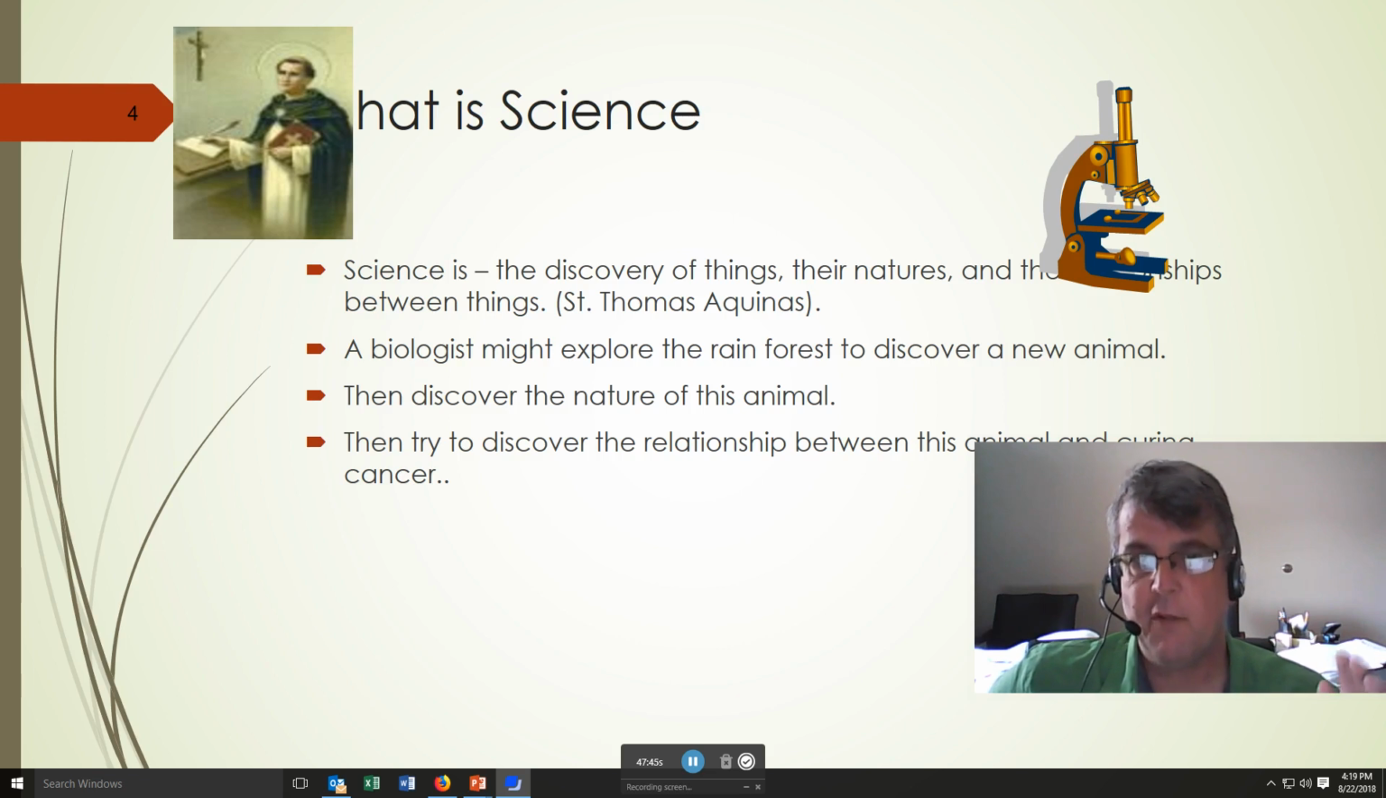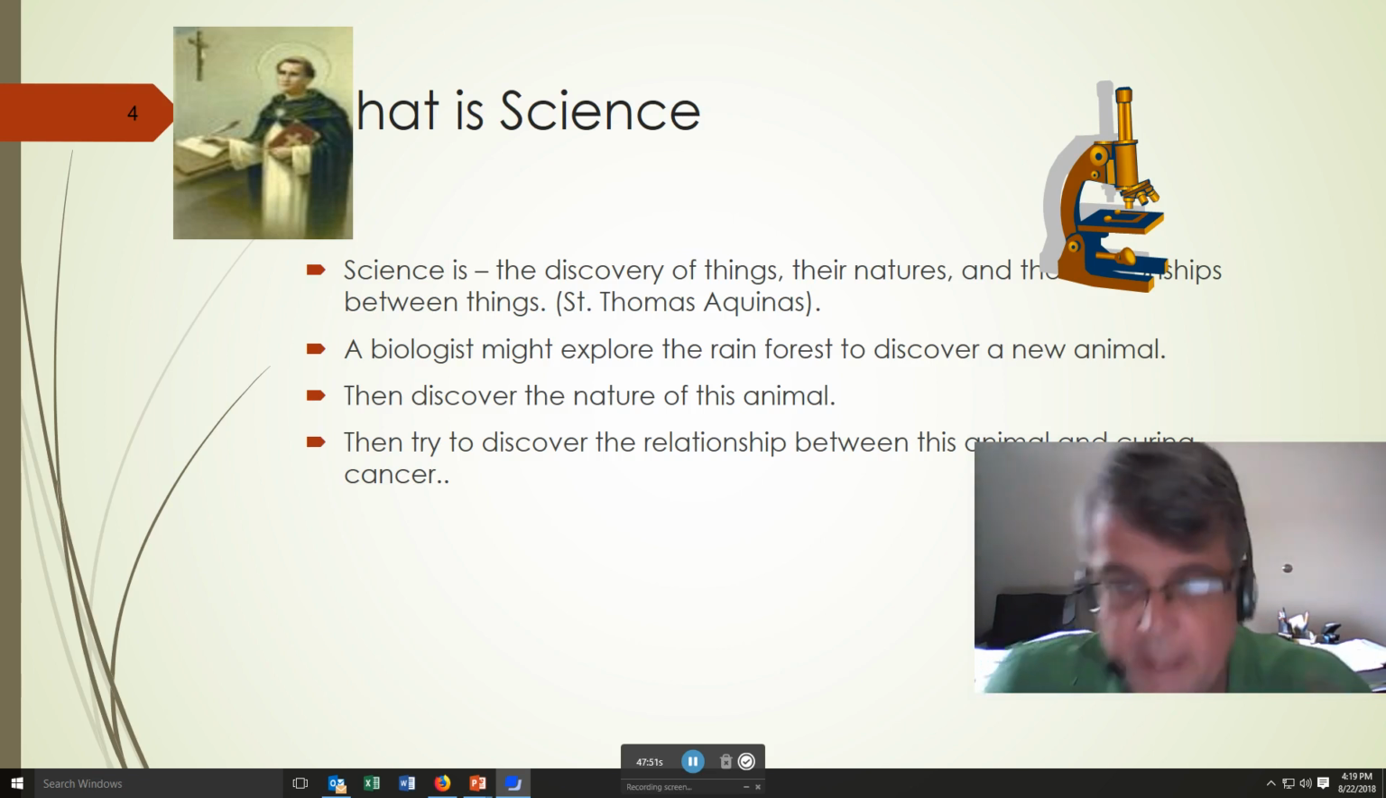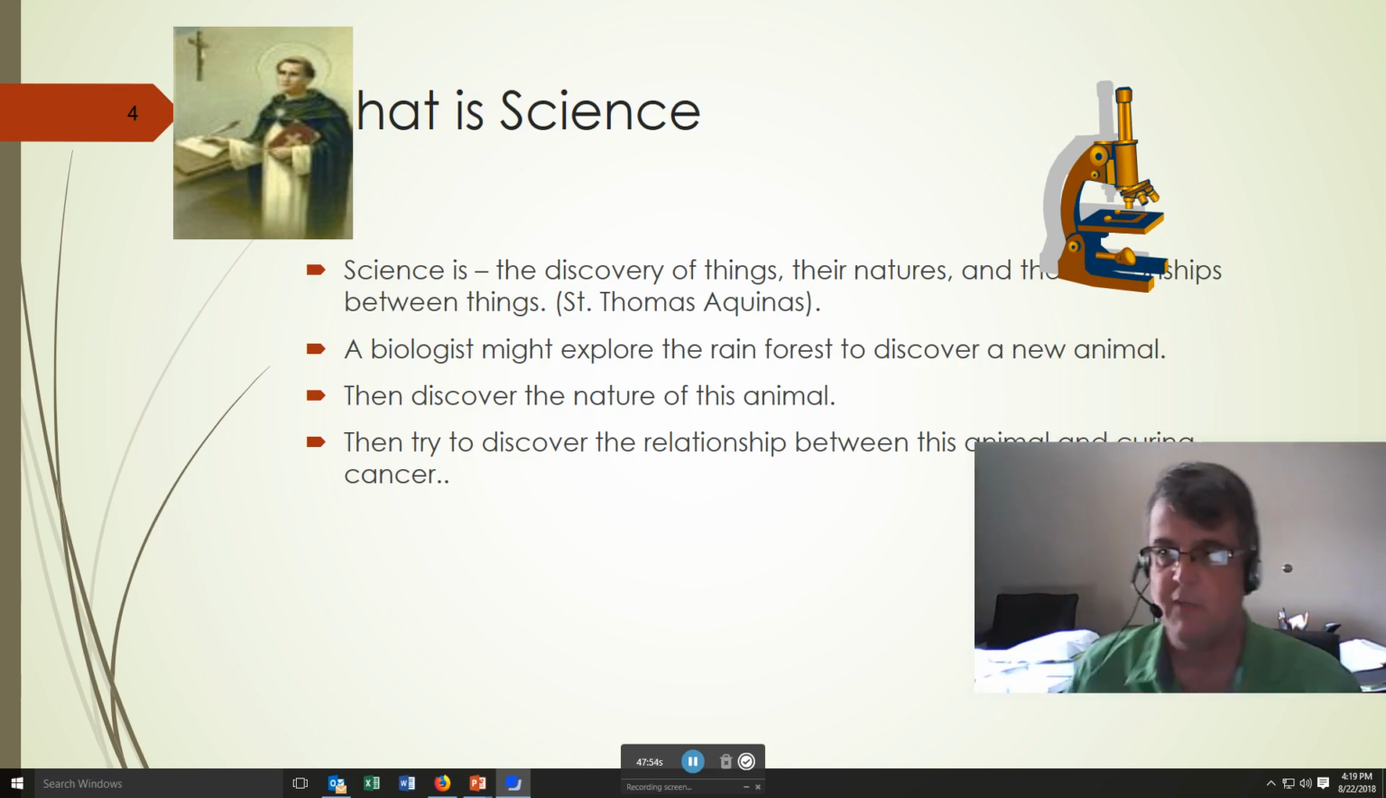Then we discover the relationship between those things and other things. So maybe we go back out in the rainforest, find 1,000 of these sloths, and we never find one with cancer. Every other animal we found cancer in them. Here we can't find one with cancer. Then we might want to study the relationship between that sloth and cancer.